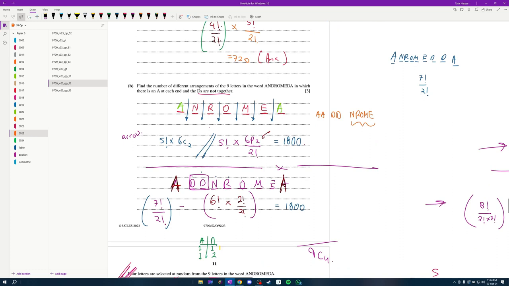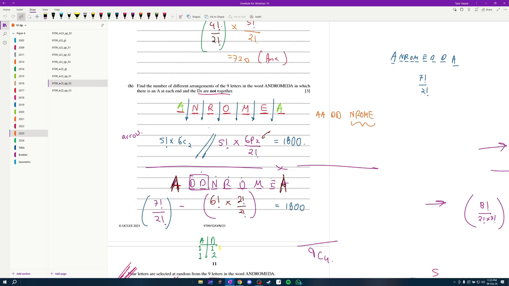Next, find the number of different arrangements of the 9 letters in the word Andromeda in which there is an A at each end and the D's are not together. Okay, so there's an A at each end, fine. And in the middle, I'm going to ignore the D's, because they're not next to each other. So we have Enrome in the middle. So that's 5 factorial for Enrome.